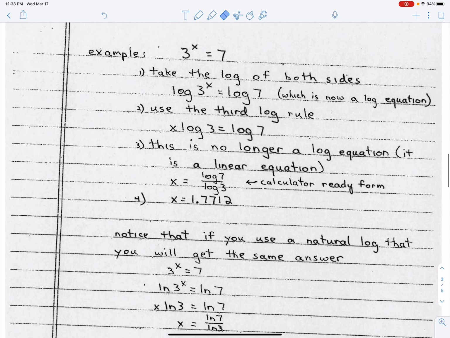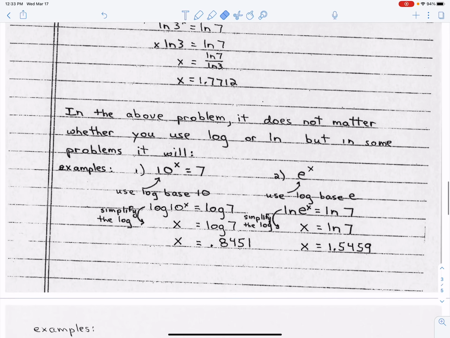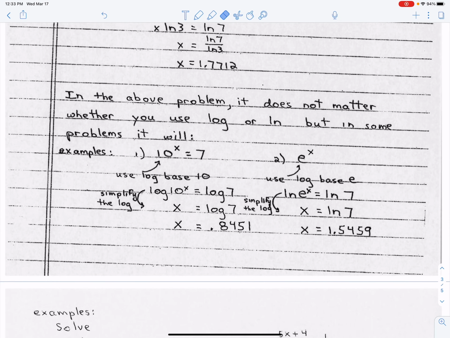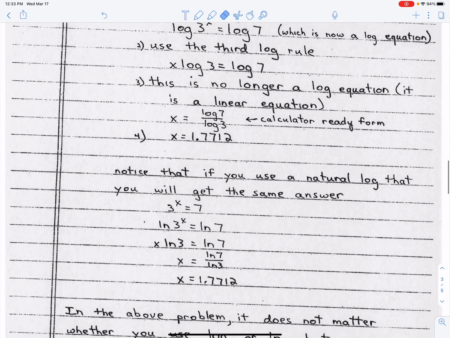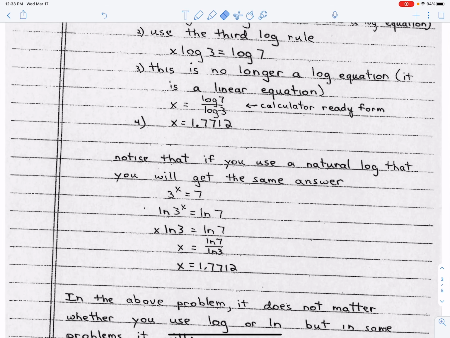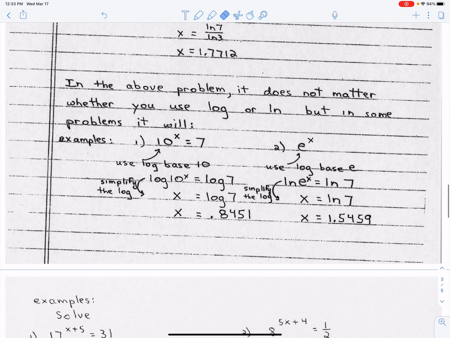Oh, and I just want to point out, notice if you used a natural log instead of a common log, you end up with the exact same answer. That's all I'm saying there. In this problem, it doesn't matter whether you use a natural log or a common log because the base is 3. But if your base is 10 or your base is e, then it matters.